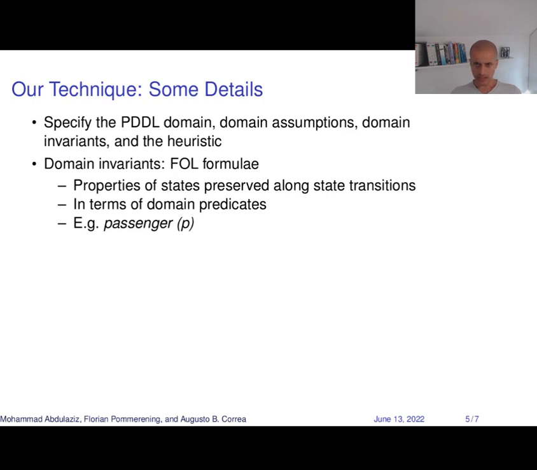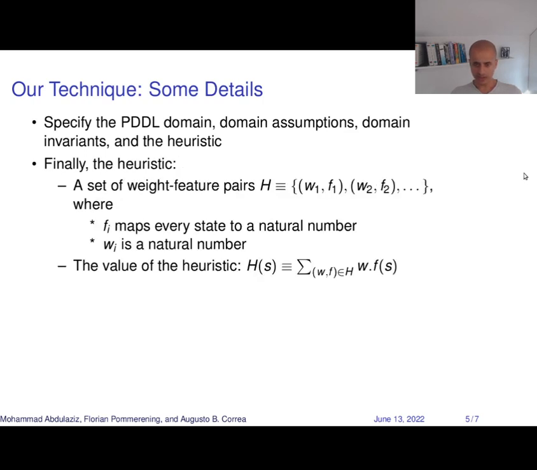Finally we have the heuristic, which in our case is specified as follows. As stated earlier, you have capital H, and the heuristic is just a set of weight-feature pairs. So the Fi are the features, and they are just functions that map any state of any instance of the domain to natural numbers, and the Wi's are the weights. The value of the heuristic at a given state S is this weighted sum here.